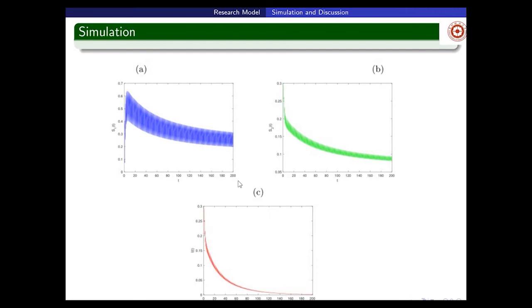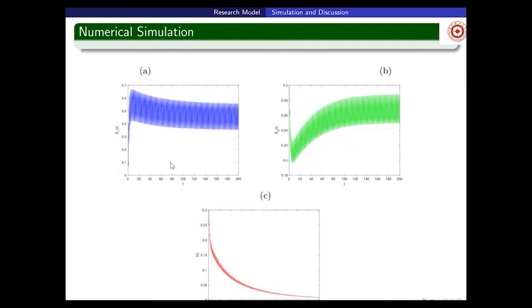Some simulations. The first simulation corresponds to Theorem 1 in this paper. Another simulation: this simulation corresponds to Theorem 2 in this paper.